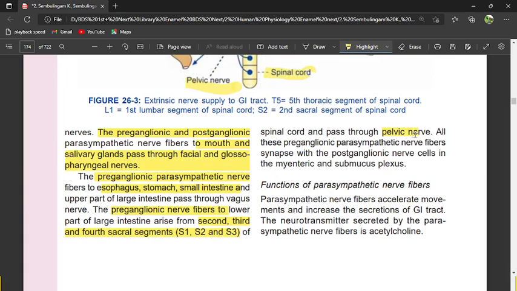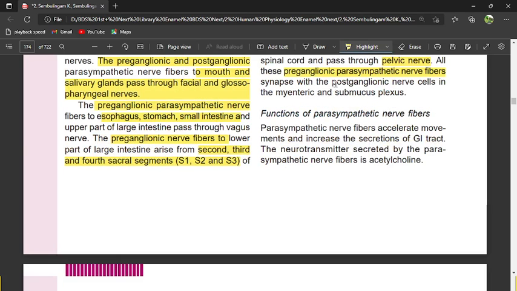And the pelvic nerve. So all the preganglionic parasympathetic nerve fibers synapse with the postganglionic nerve cells, which are the myenteric and the submucous plexus. Okay, what is the function of a parasympathetic nerve fiber? The parasympathetic nerve fibers accelerate what it is doing.